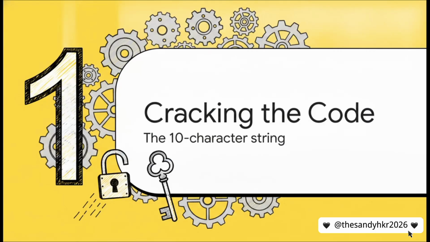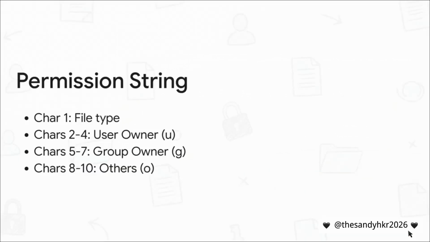door down. Okay, let's jump right into section 1, cracking the permission code and breaking down that 10-character string. Whenever you run a long list command, like ls -l, you're immediately greeted with this 10-character string. Think of it like a secret security code attached to every single file on your system. The very first character simply tells you what you're actually looking at, so you'll see a dash for a regular file or a d for a directory.